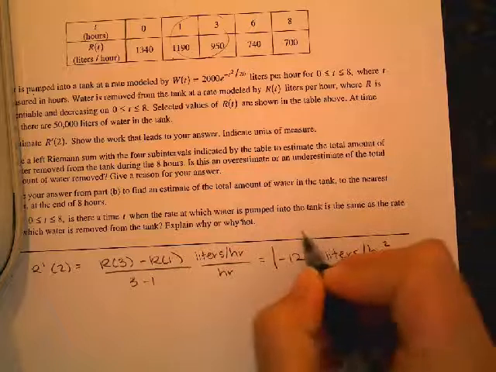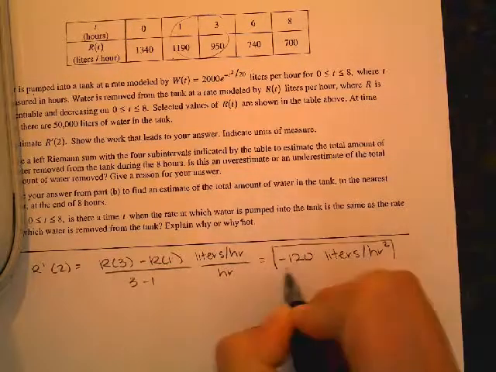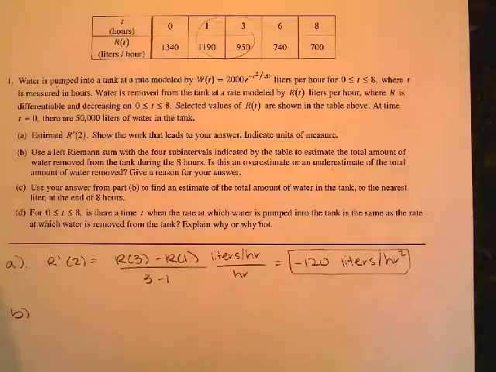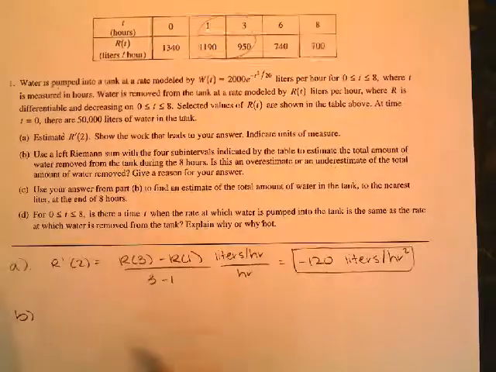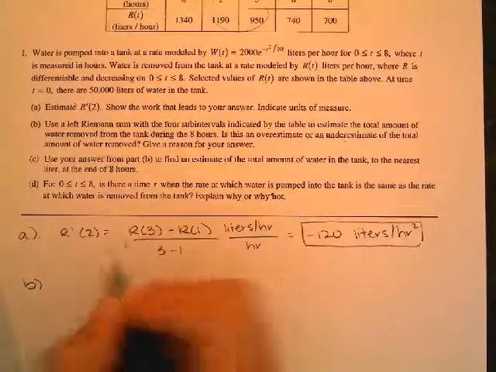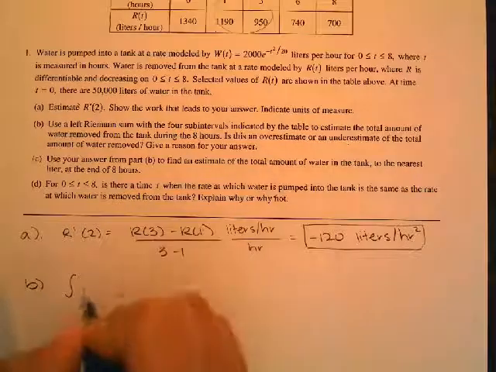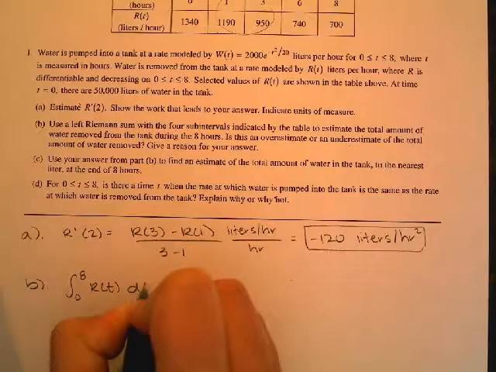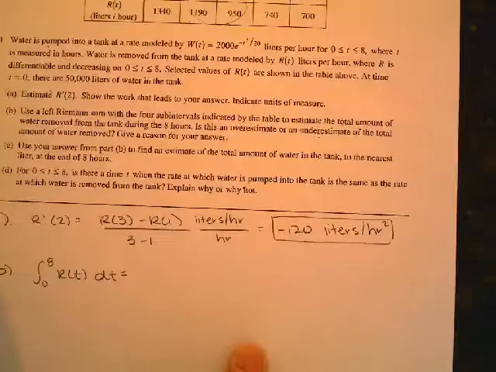It doesn't say that we have to have the context of the problem, but it did say units, so we've got our units. We're done with that one. Part B says use a left Riemann sum with 4 subintervals indicated by the table to find the total amount of water removed from the tank during the 8 hours, and then to determine if it's an overestimate or underestimate. So they kind of give you the clue with the Riemann sum, but we're going to have to use integrals for this. So from 0 to 8, R of t dt, and we're doing a left Riemann sum.